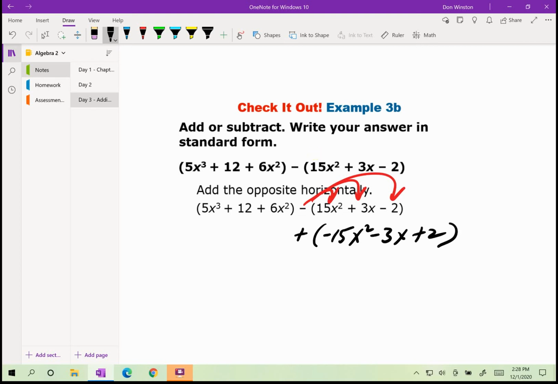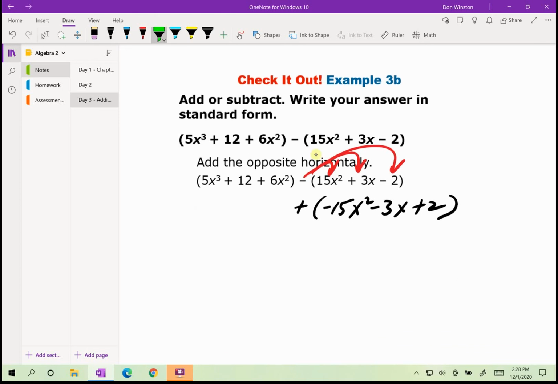Now let's see here, the largest exponent I have is 3, so I'll work with this polynomial first. So that will be 5x cubed plus 6x squared. I'm writing things in standard form. I don't have anything for x. And then I have 12.